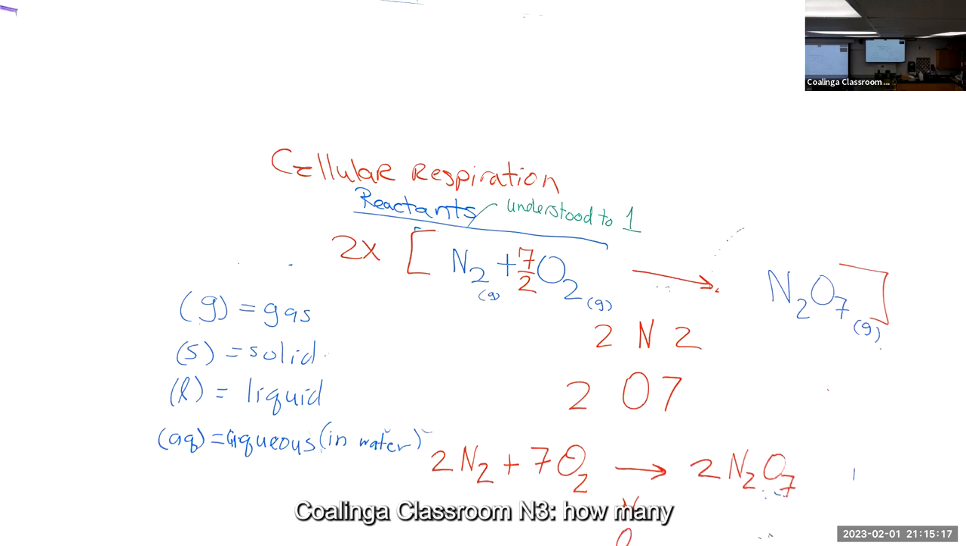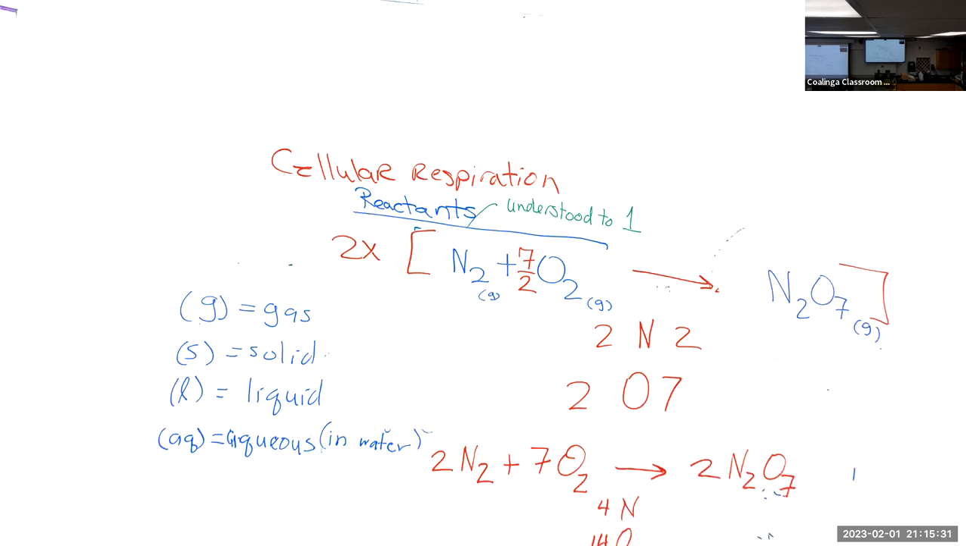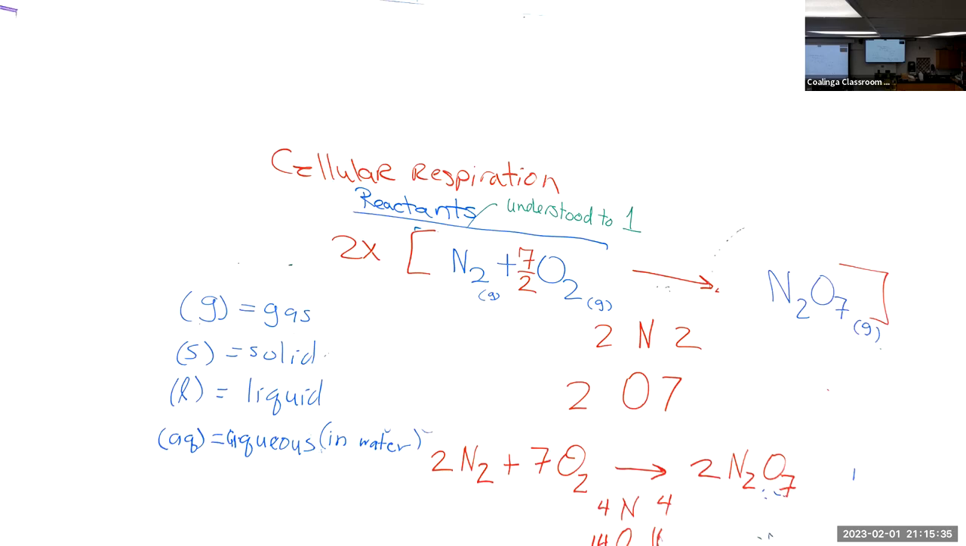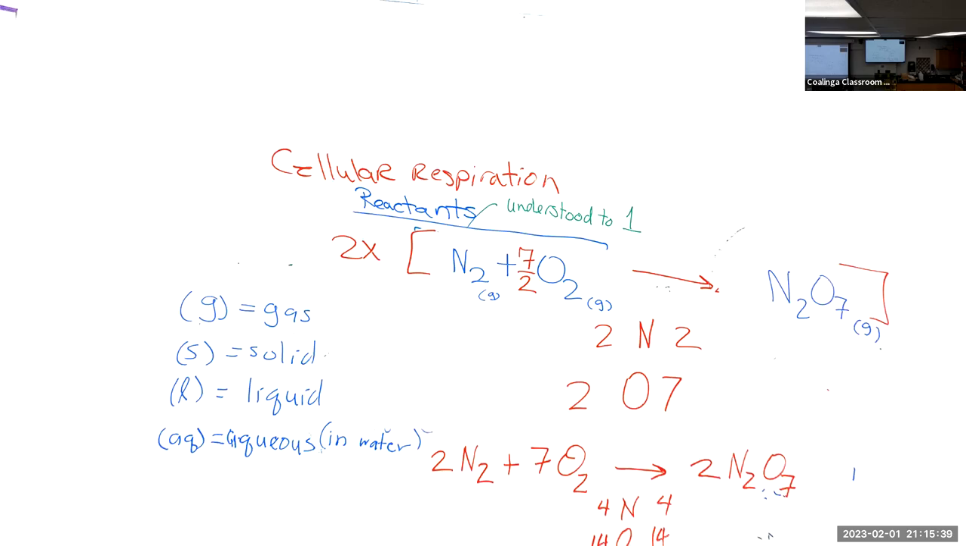How many nitrogens do we have on the reactant side? 4. How many oxygens? 4. How many nitrogens on our product side? And how many oxygens? That looks like the right answer to me. Done.